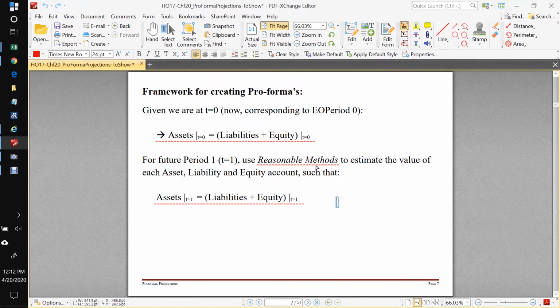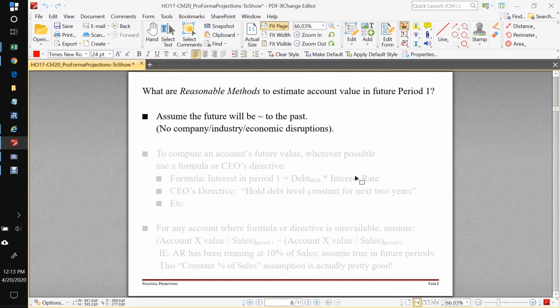So I know I'm being crazy and squishy with this reasonable method, so let's think about that a little more. What do I mean by reasonable methods? We're going to use reasonable methods to estimate account values. In general, for us, and this is not true for super sophisticates working at Blackstone or private equity firms doing special deals, for general-case basic stuff, a good place to start is we will assume the future looks kind of like the past.